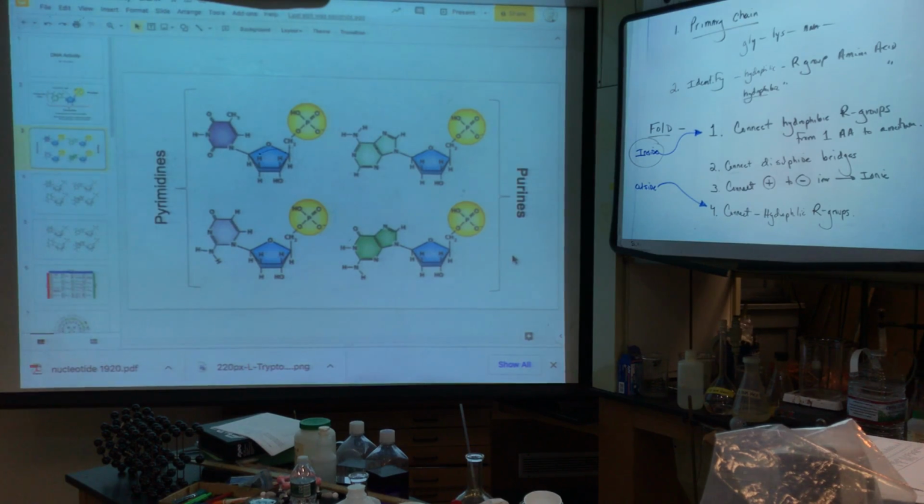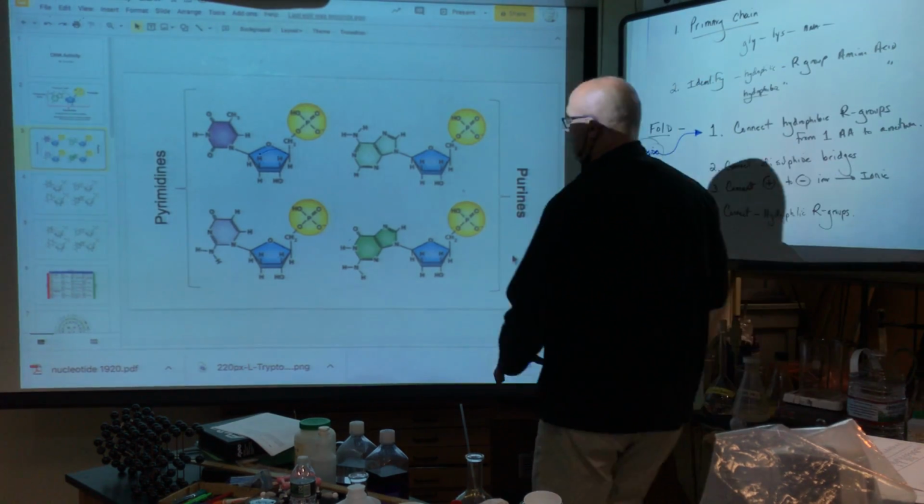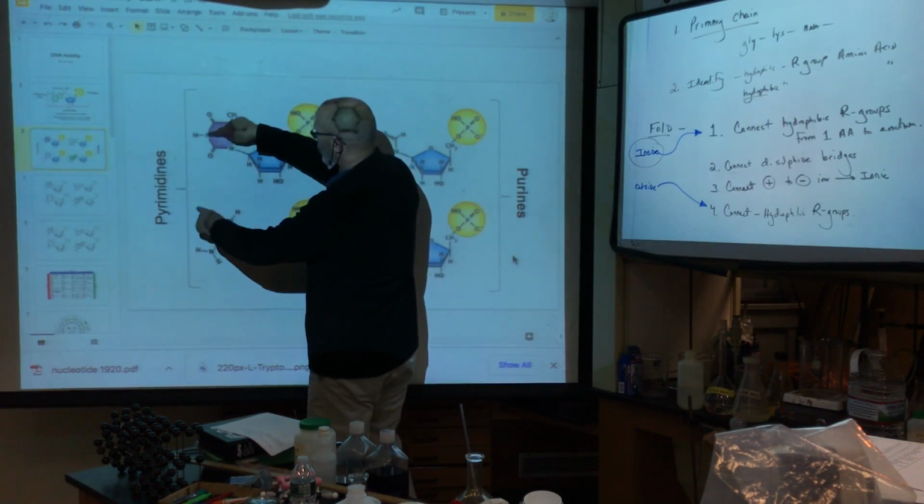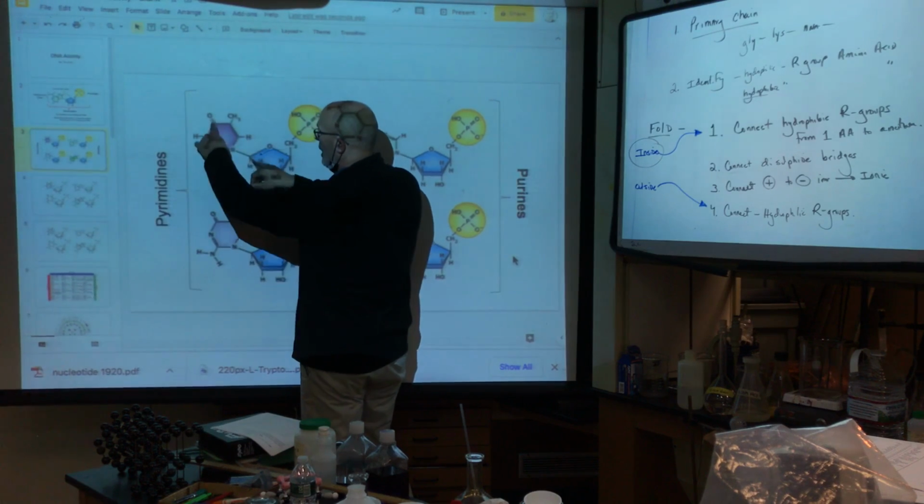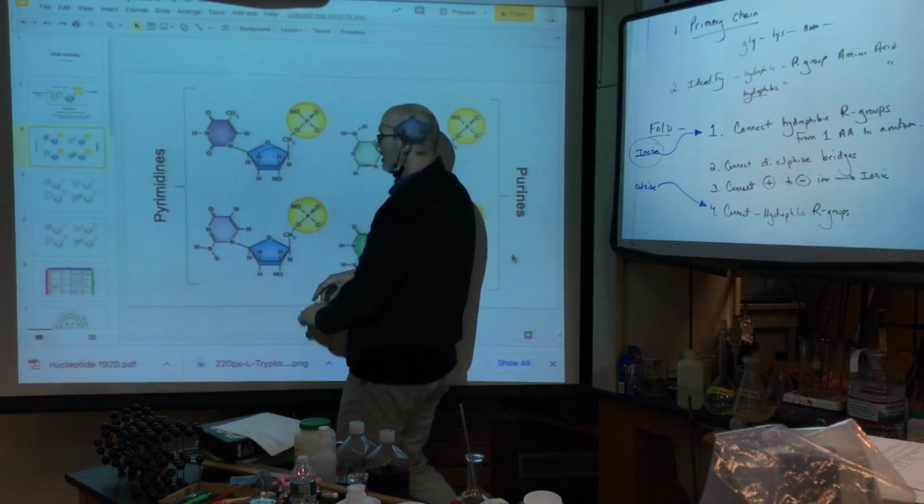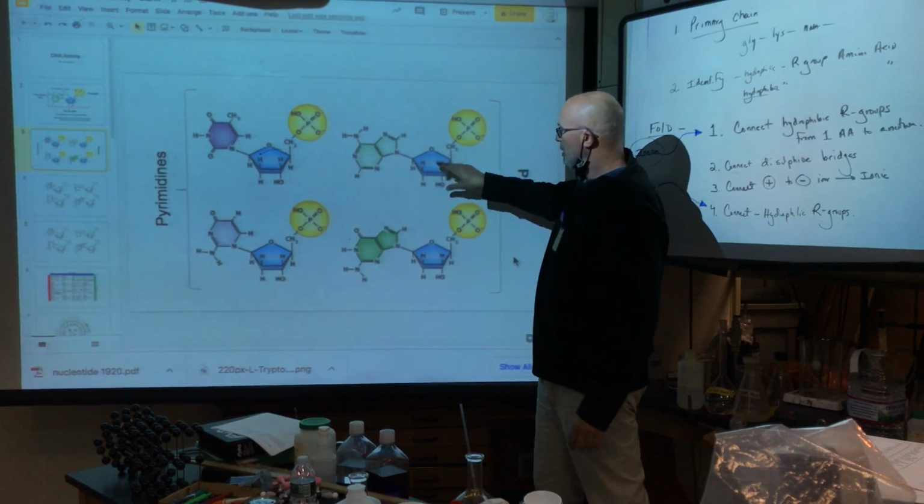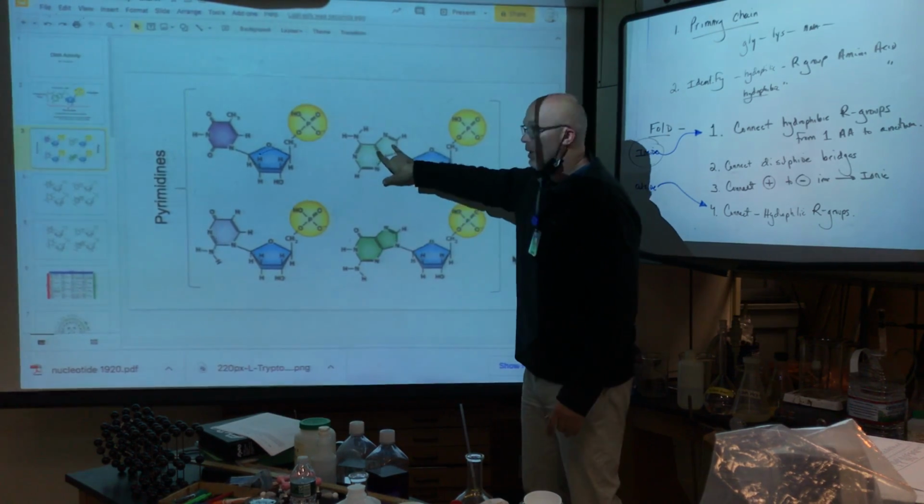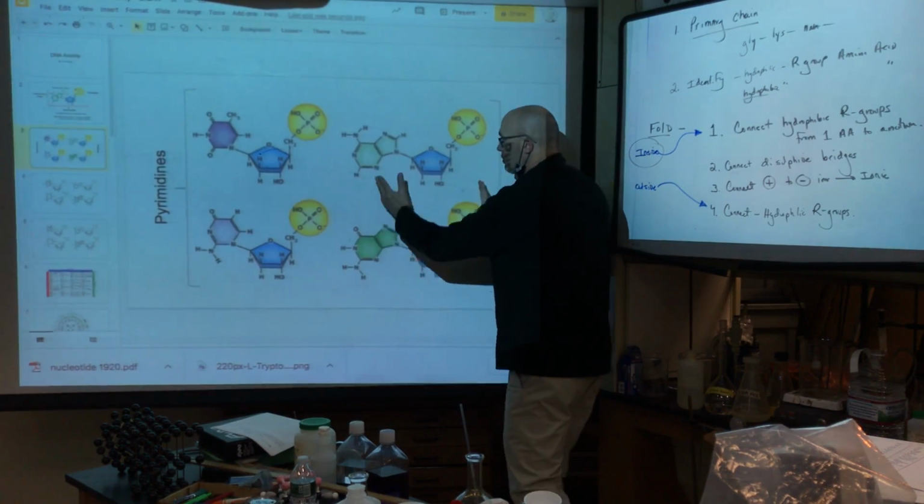So we have the pyrimidines. These are the single ringed nitrogenous bases. Don't forget, these are carbons, except for where there's nitrogens. And of course we have the purines, the double ringed nitrogenous base of the single nucleotides.